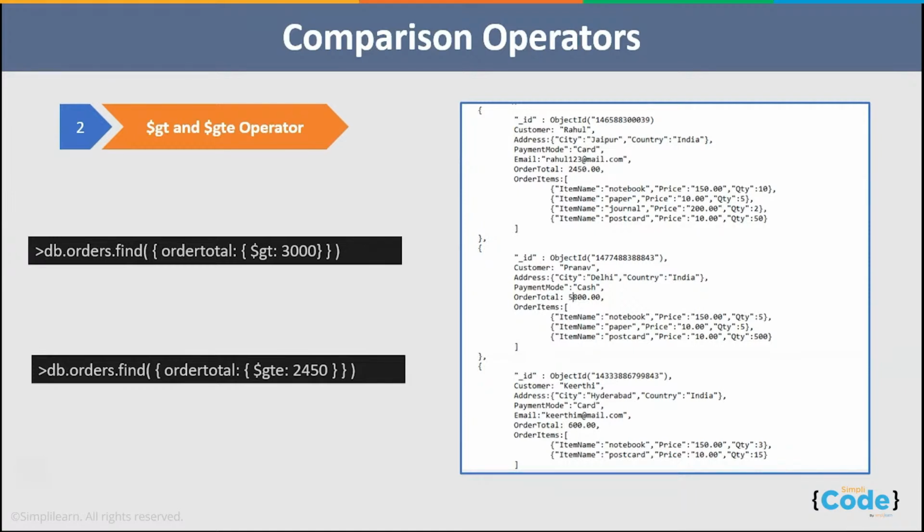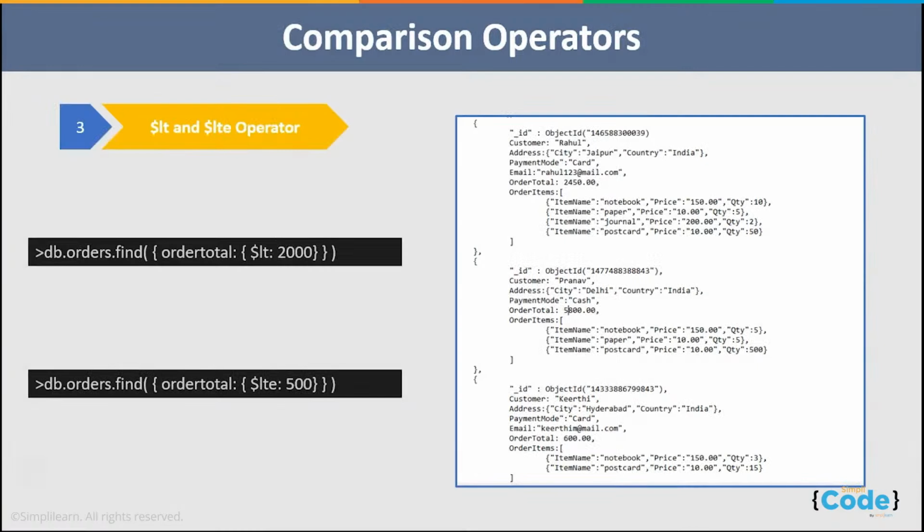Similarly, for greater than or equal to, we have db.orders.find where order total is GTE 2450. So we should retrieve the documents whose order total is 2450 or more. Again, we have two documents here, right? We have the documents of customer Rahul and customer Pranav, where Rahul's order total is 2450, which is equal to the 2450 that we have mentioned in our query. So these are the details of the documents of customer Rahul and customer Pranav, whose order total is greater than or equal to 2450.